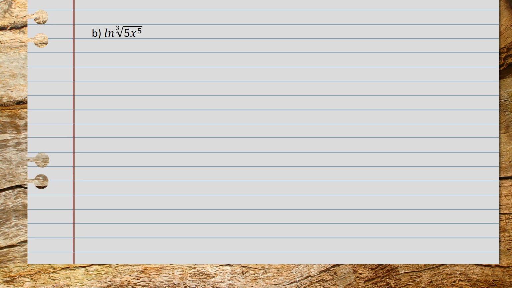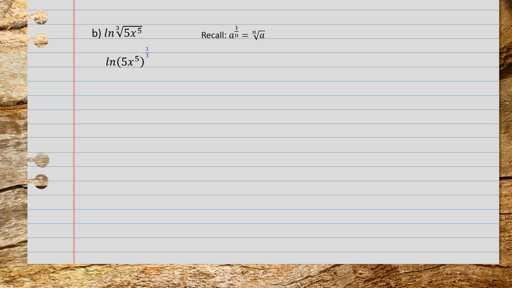For b, we have the natural log of the cube root of 5x to the 5th. Now, this one's written a little differently because we don't see an exponent. Instead, we're staring at a radical. So you need to remember your exponent rules. A radical can be written in terms of a fractional exponent. So we have the natural log, and all of that under the radical is the 5x to the 5th, but instead of a cube root, the exponent form would be 1/3. So now we have the natural log of something raised to a power.